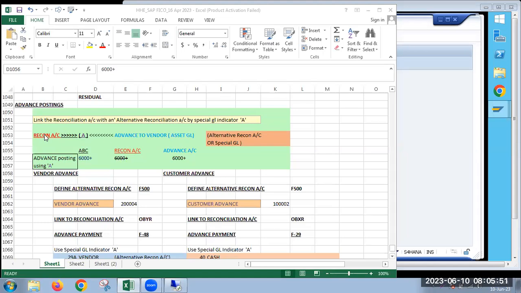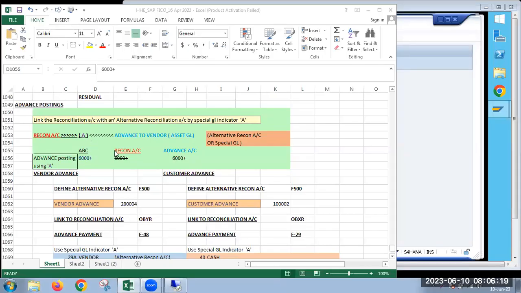To that reconciliation account, we have linked the advance account, or the alternative account, using the special GL indicator. So whenever we post an advance, we specify the special GL indicator A. What happens is the system will divert the amount to the alternative account from the regular account. So this was the concept of advance posting.